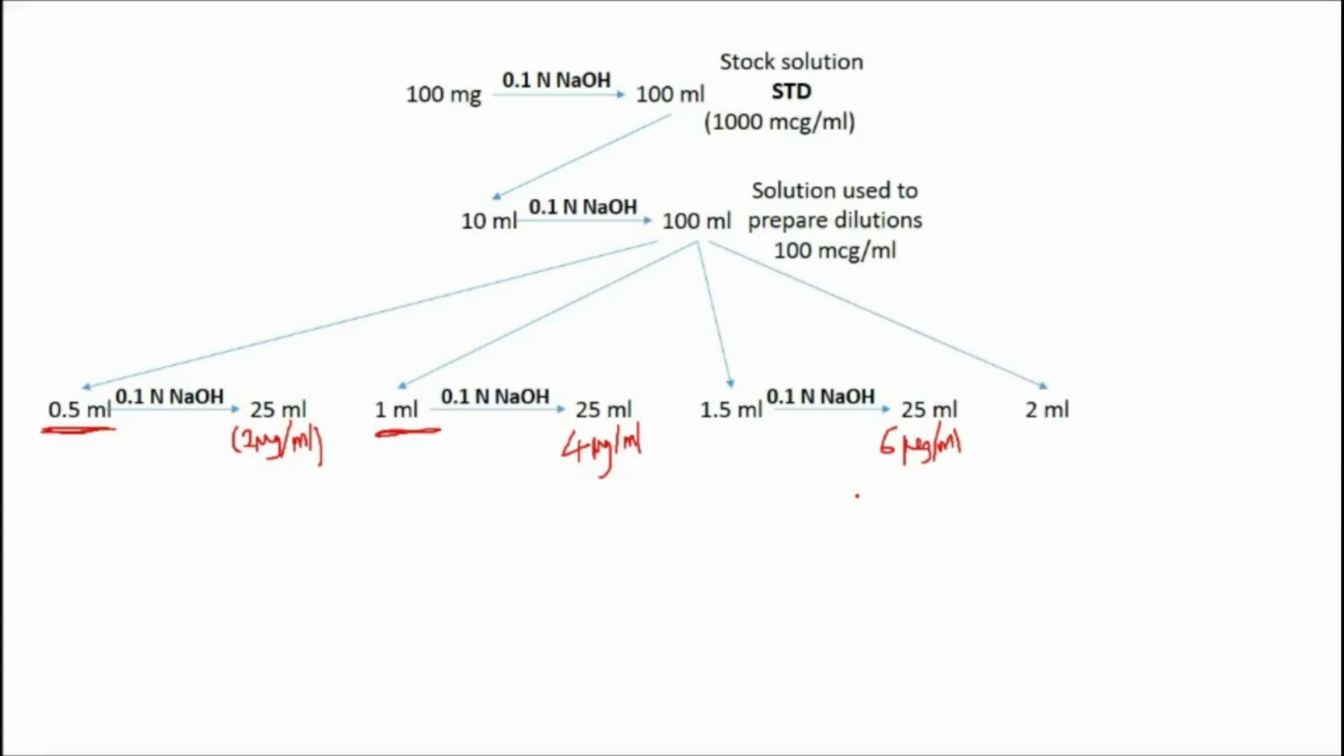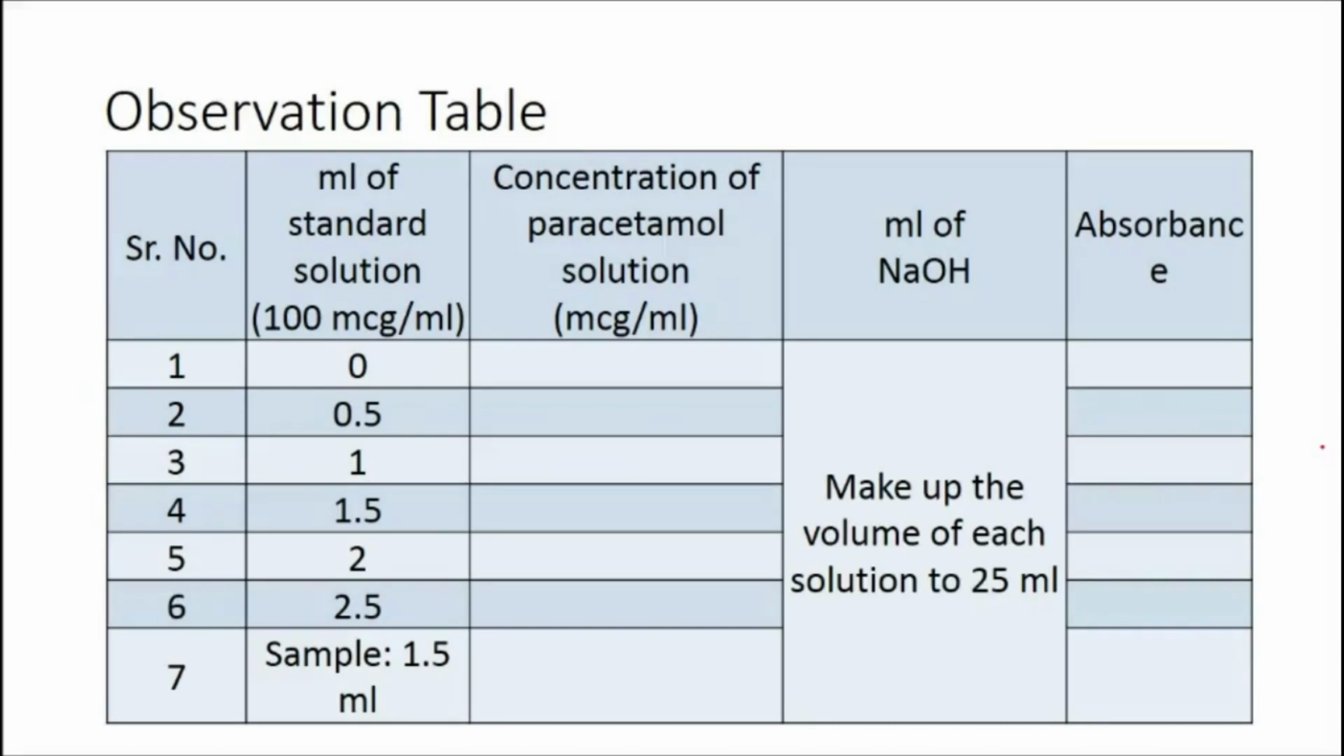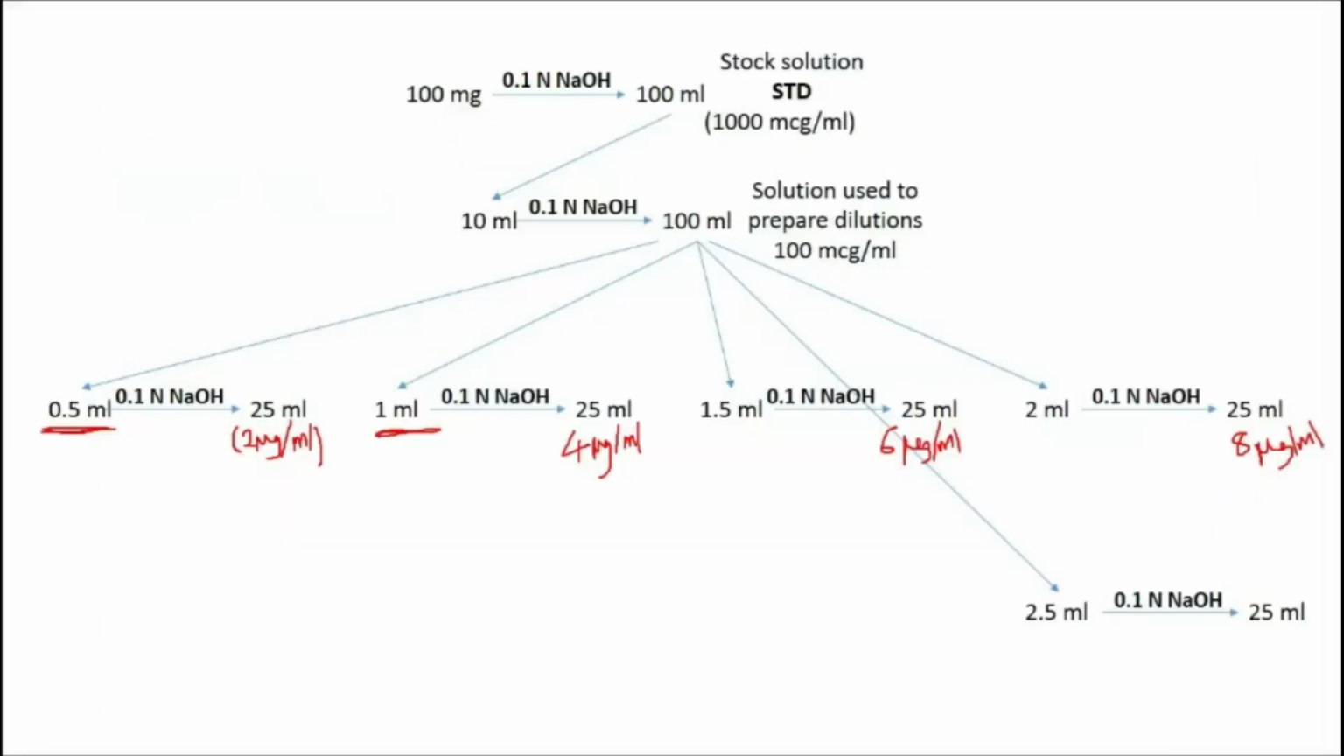So now what will happen? 2 ml diluted to 25 ml using NaOH. So its concentration will obviously be 8 microgram per ml. Now the last solution that we will prepare, it will be 2.5 ml diluted to 25 ml using 0.1 normal NaOH. So it will be 10 microgram per ml.